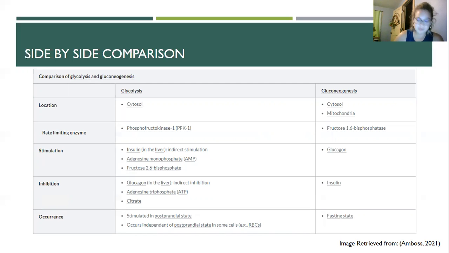So again, really great table, something that I encourage you guys to put in your notes. Then you have that as a resource on where those things are happening, and a side-by-side comparison on what those big differences are.